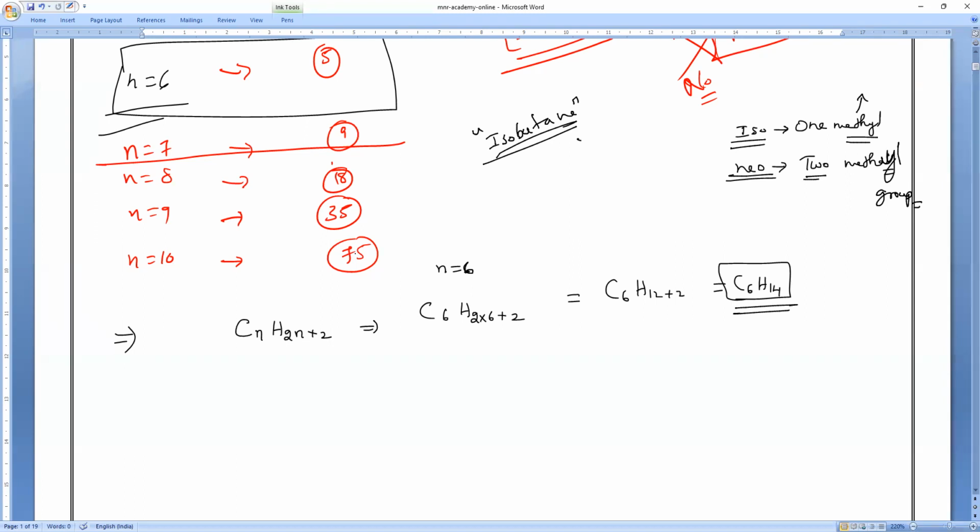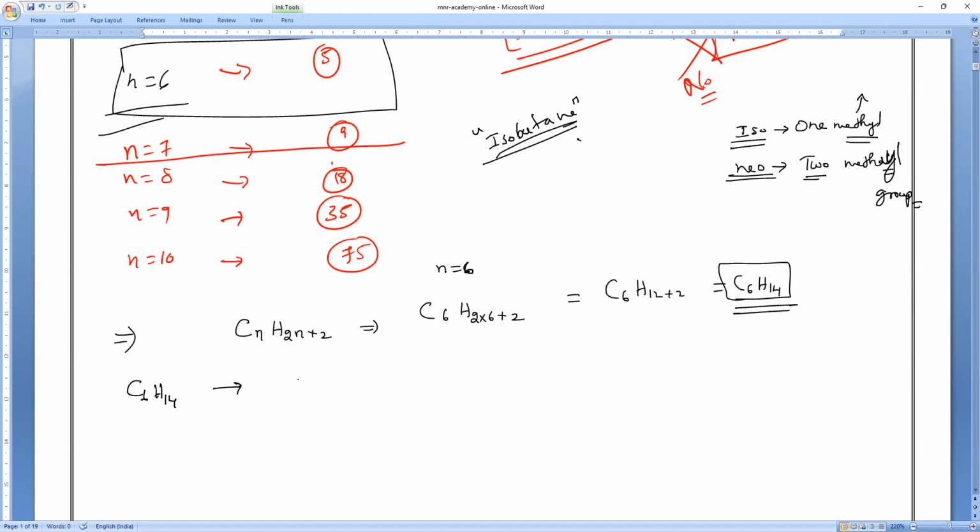C6H14. Let us see what the isomers of it are, how to write them, and what the names are. Okay, so make it quick, everybody. First one: we all know the straight chain, C6H14.